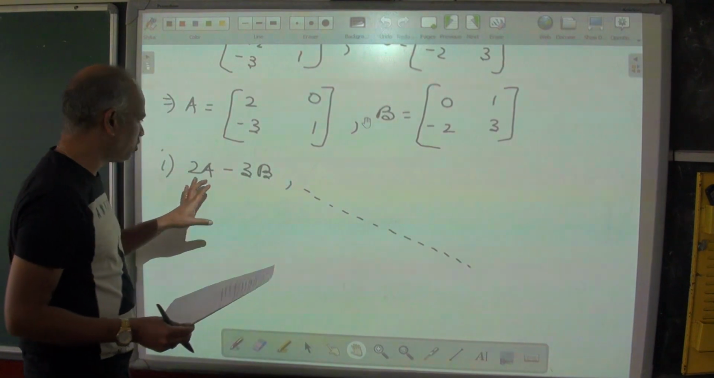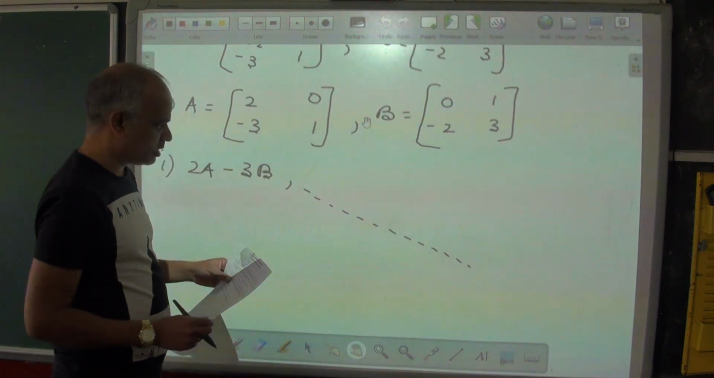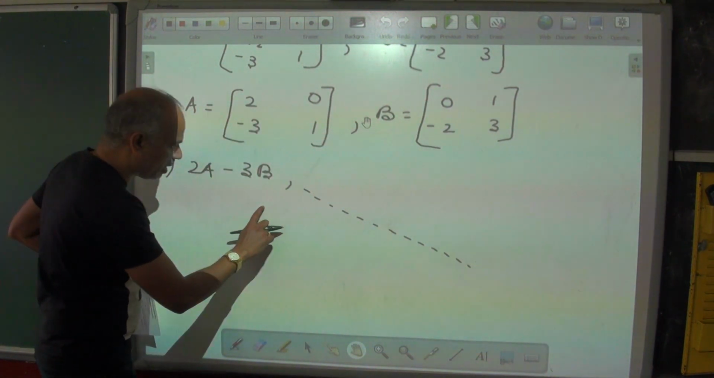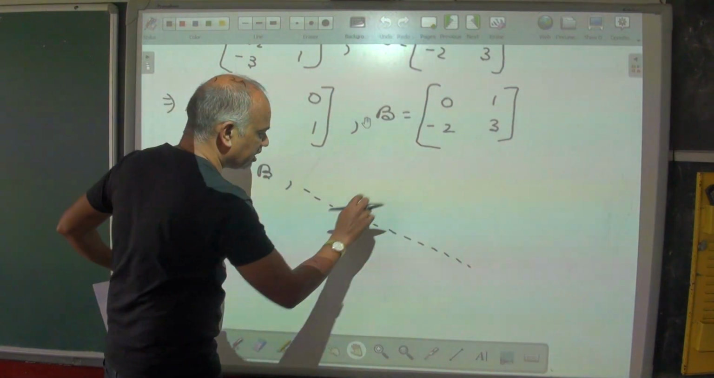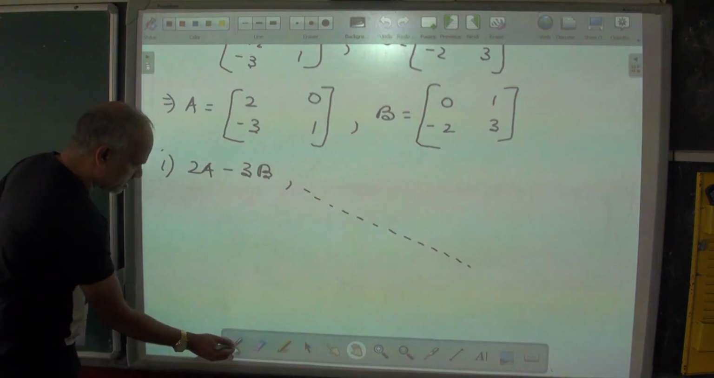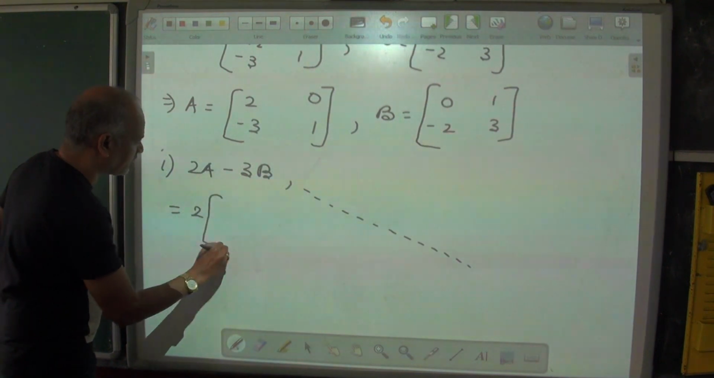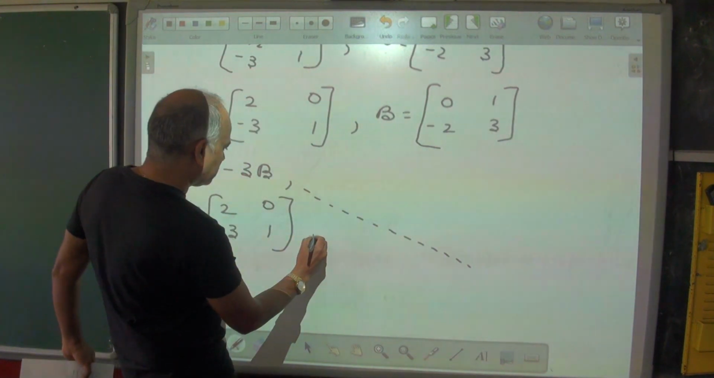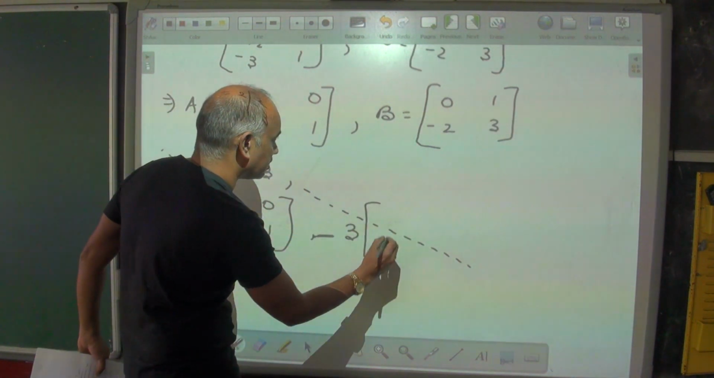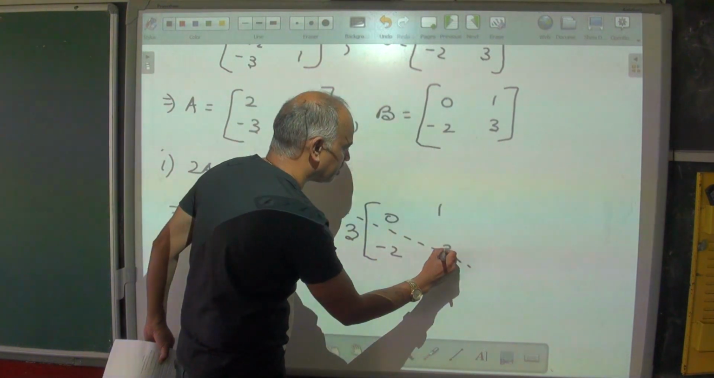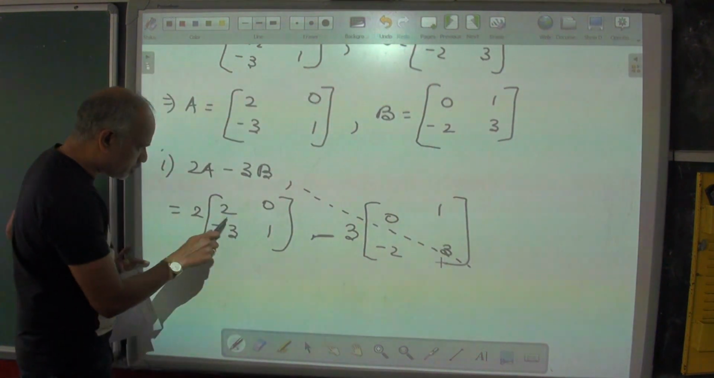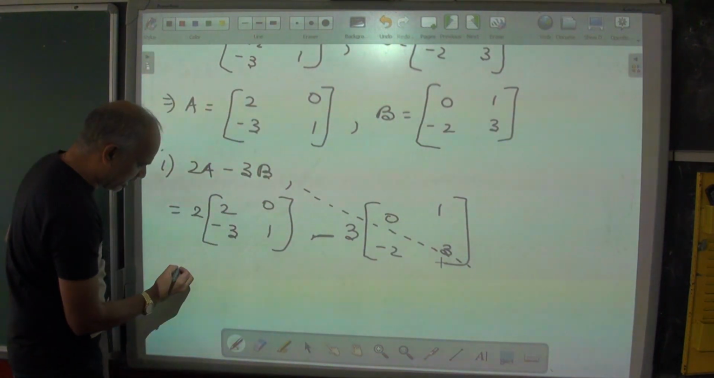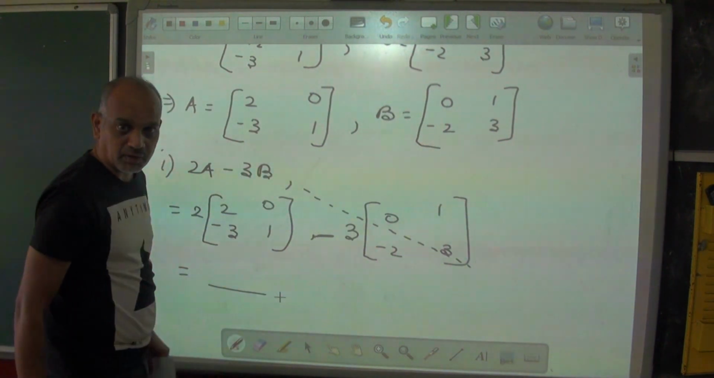First subdivision of the question is you have to find 2A minus 3B. Okay. 2A minus 3B. 2 times matrix A, you will write that one. Minus 3 into matrix B. Okay. So this will be something like this. That will be 2 times matrix A is 2, 0, minus 3, 1 and minus 3 times B matrix is 0, 1, minus 2 and 3. Multiply the 2 with all the elements here, multiply the 3 with all the elements here and then subtract both the matrices and you will get an answer. Okay. So you will have to find out that one.